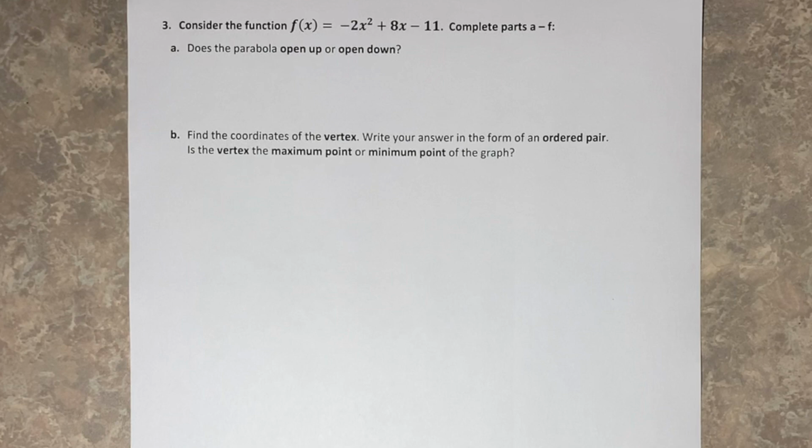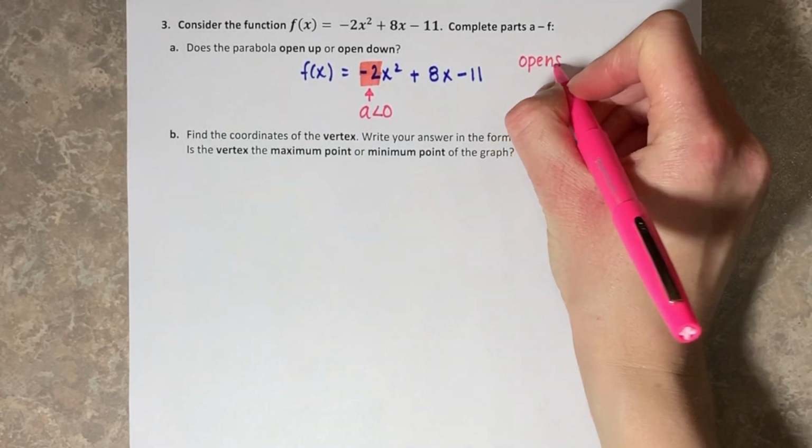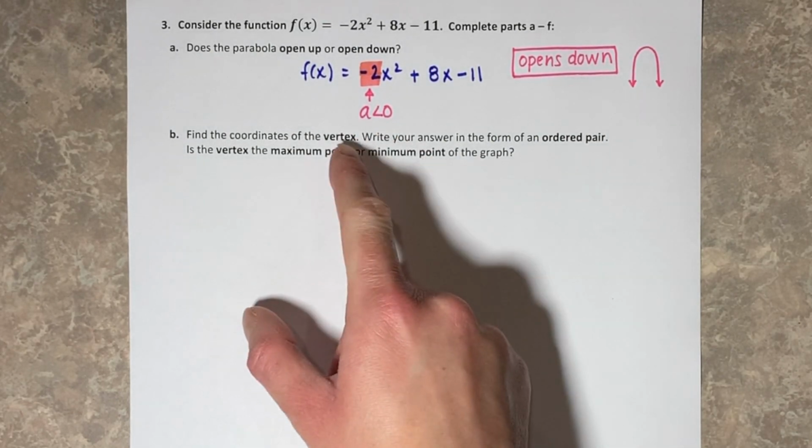And let's take a look at one last quick example. First, we want to determine if the parabola opens up or down. So we look at the coefficient of our x squared term. That coefficient is negative, or in other words, less than 0. So we say that our parabola opens down.